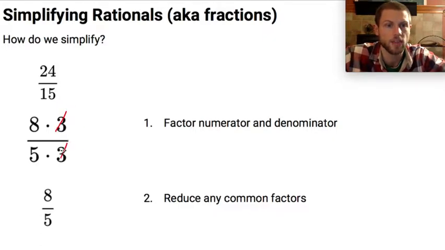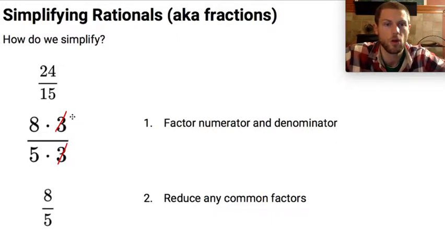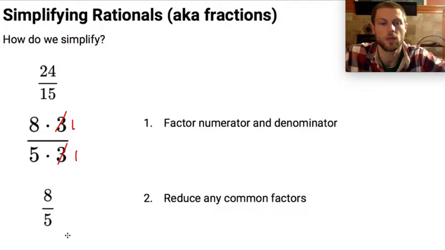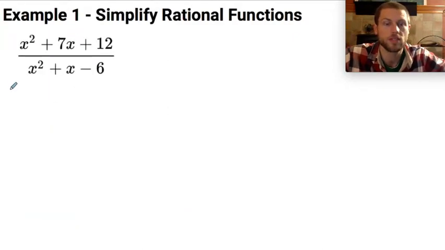Here I'm actually canceling out a 3. I'm reducing a 3 in the numerator and 3 in the denominator, which reduces to 1 and 1. And 8 times 1 is 8. 5 times 1 is 5. So this would be my simplified fraction. All the common factors that exist in my numerator and denominator get reduced out of there. So we're going to apply the same strategy for simplifying rational functions.